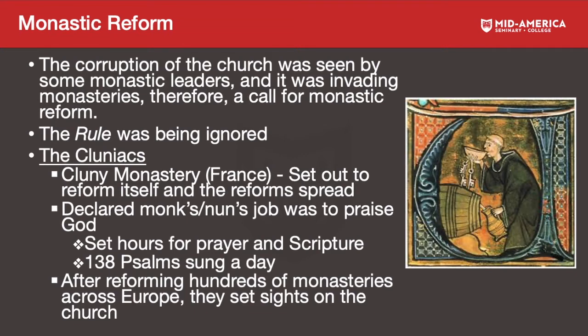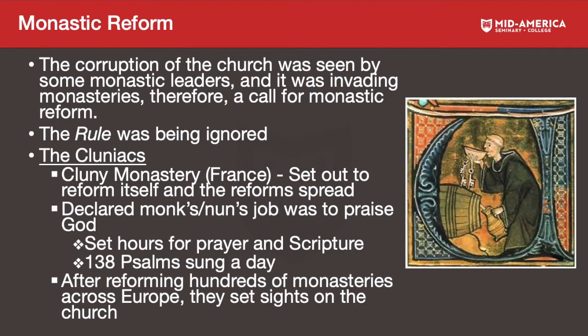We have to always remember that the church was growing in power and the church was spreading its influence around. And while this was going on, there was corruption within the church, and it was seen by the monastic leaders. And it was also beginning to invade the monasteries themselves. And so some of the monasteries began to call for reform within monasteries. And the main reason was that within the monasteries, the rule, which was the basic guidelines and almost like the textbook of how to run a monastic order, was being ignored.